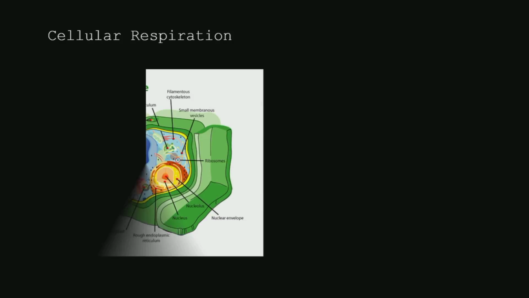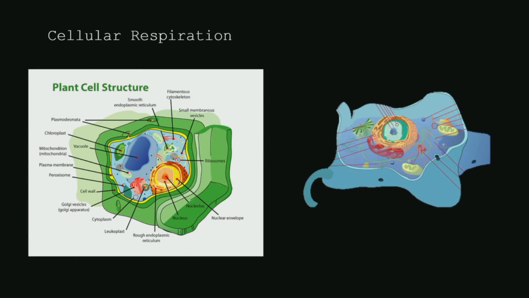So cellular respiration is how our cells digest the things we eat and make them into ATP, or usable energy. This happens in both plant cells and animal cells. In plant cells, this happens in the mitochondria, as well as in animal cells, right here. Mitochondria.